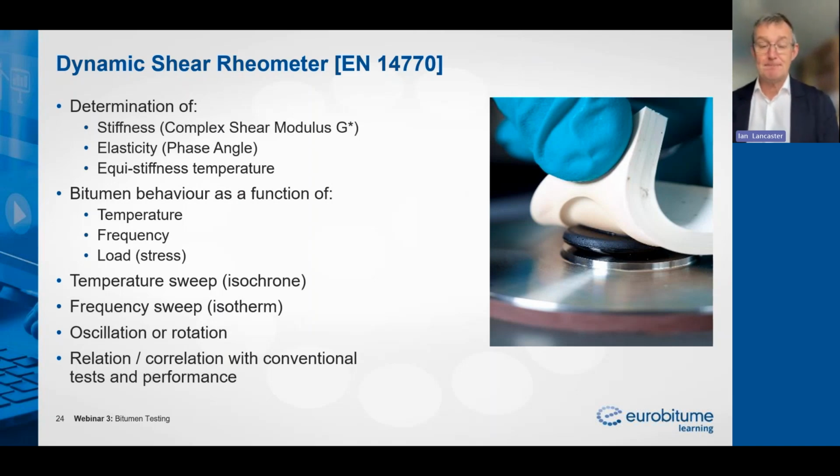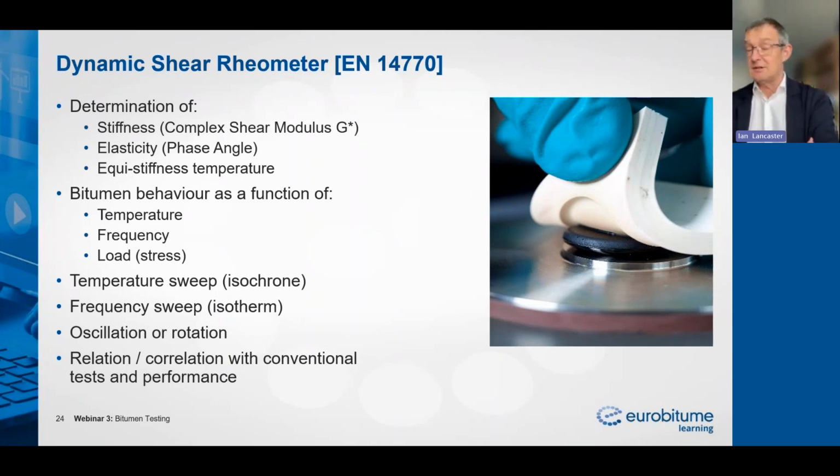Second most common test is what we call a frequency sweep. So here we keep the temperature constant and we vary the frequency, and these are known as isotherms. And what we tend to do is run a series of frequency sweeps and then link all that data together so we can get a full temperature, viscosity, frequency profile across a range of different conditions.